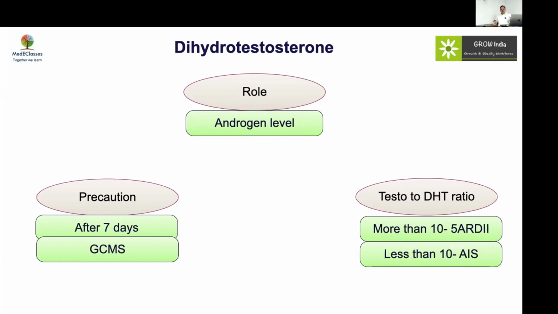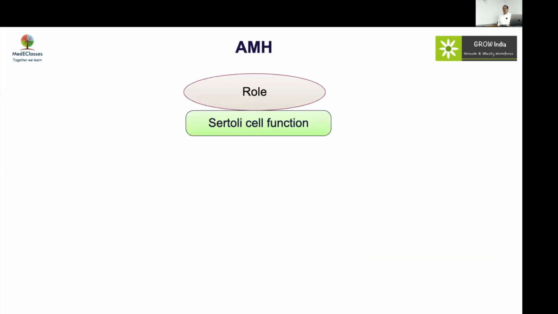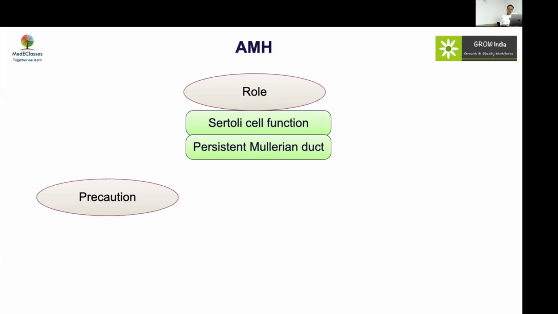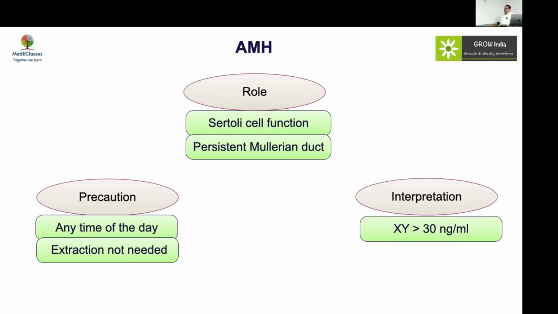However, there are a number of studies which have shown that these are biochemical tests and they may not be foolproof. You may have an overlap. So if there is a real doubt, getting a genetic diagnosis may be more useful. AMH is very important. The role again is mainly for Sertoli cell function. If you are not very sure about the Mullerian structures, you can look at the AMH level, and this will be helpful. Any time of the day you can do it. It's a peptide hormone, so it is not affected by steroids, no need of extraction. If the levels are more than 30, they go in favor of functional testicular tissue, while in an XX it's less than 10. So it's a big dichotomy.